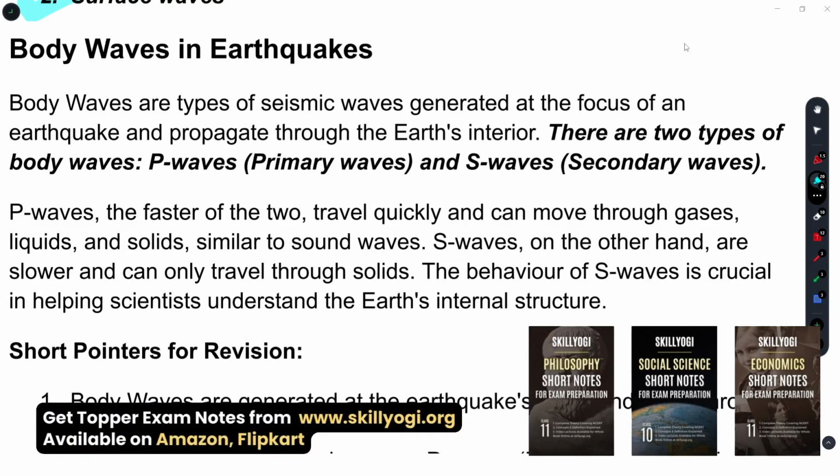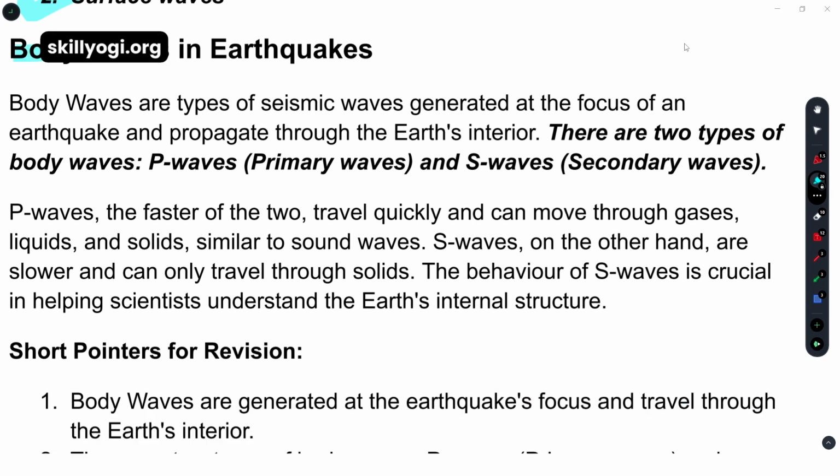Just now we have learned about the two waves. The first one is body waves and the second one is surface waves. Body waves are of two types. The seismic wave generates at the focus of an earthquake. The first one is body waves, and there we are going to know about the two types of body waves.